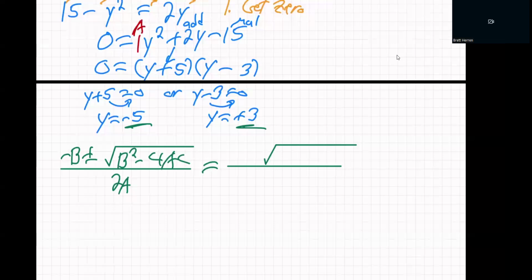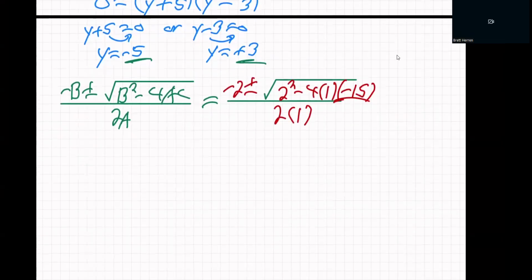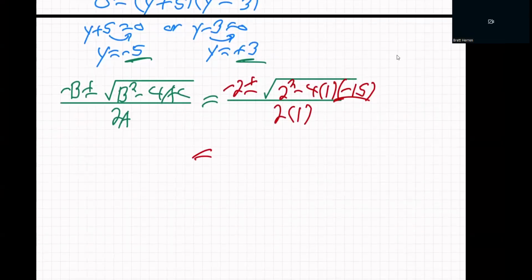So here we go. A is 1, back up to here. B is 2, C is negative 15. So negative b, negative 2 plus or minus square root of b squared, 2 squared, minus 4ac. It's negative 15 there. That's getting kind of scribbly. Negative 15, all over 2a. So what is that? That is why I do factoring. It's quicker if you know it.